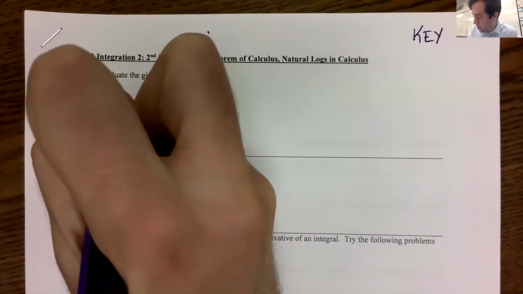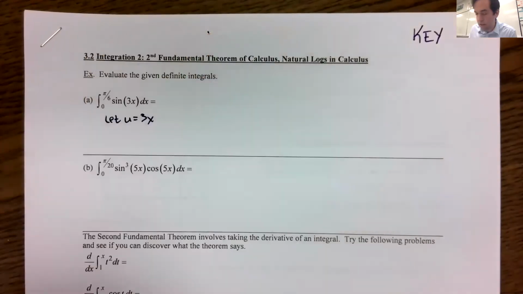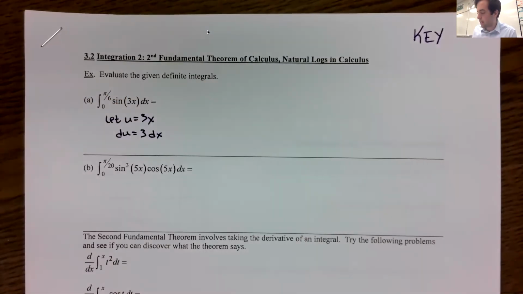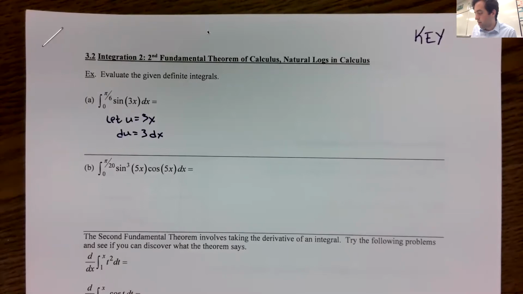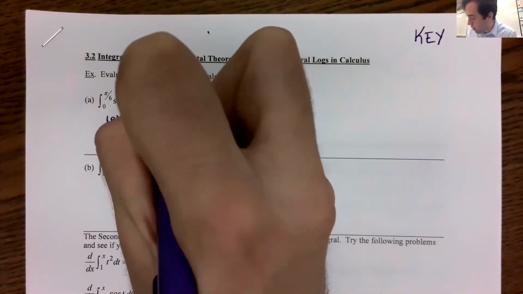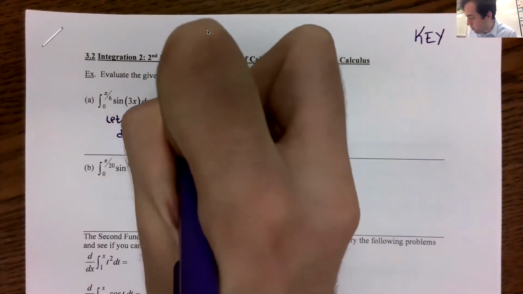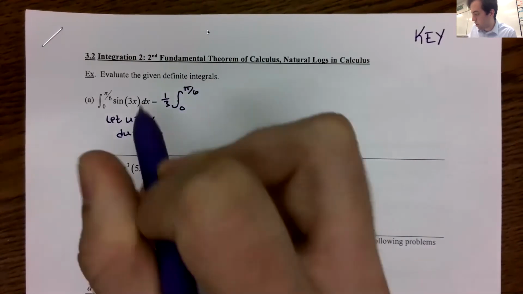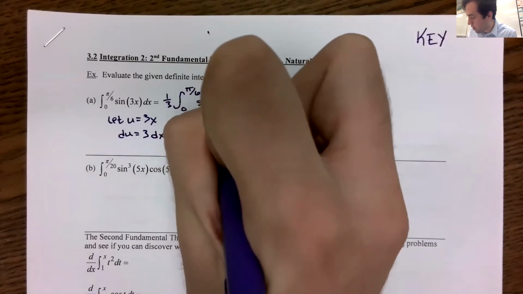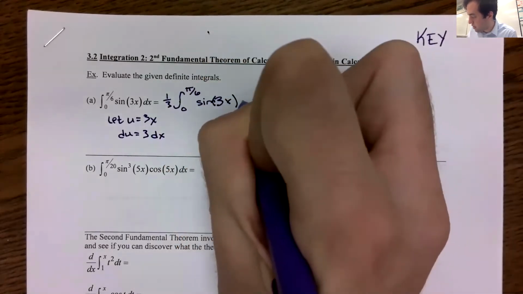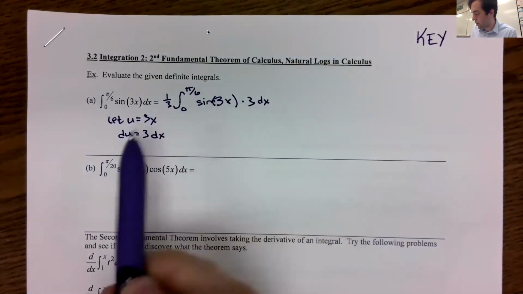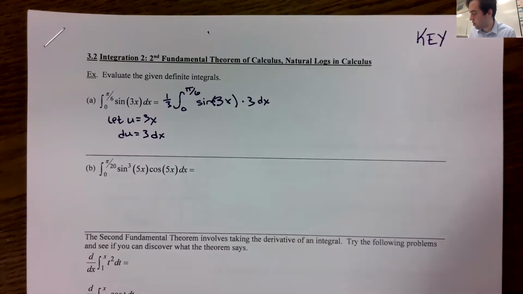We could say that u is 3x. So du is going to be 3 dx. And what that means is that I should rewrite this question with a 1/3 in front like this. So I'm going to do 1/3 from 0 to pi over 6 of sine of 3x times 3 dx. You can see I have the 1/3 here and the 3 here. Those will cancel out to give us the original.